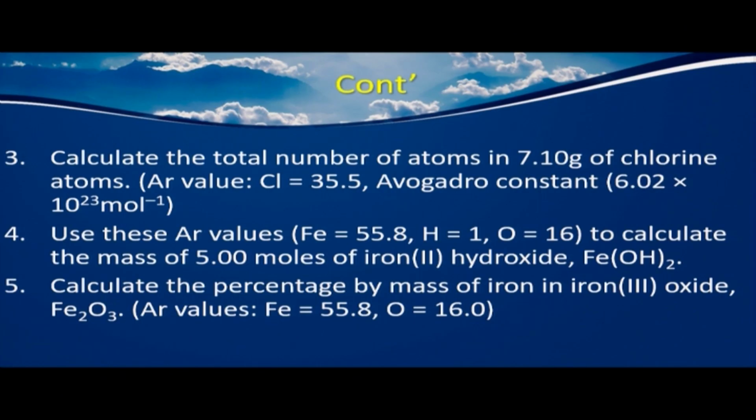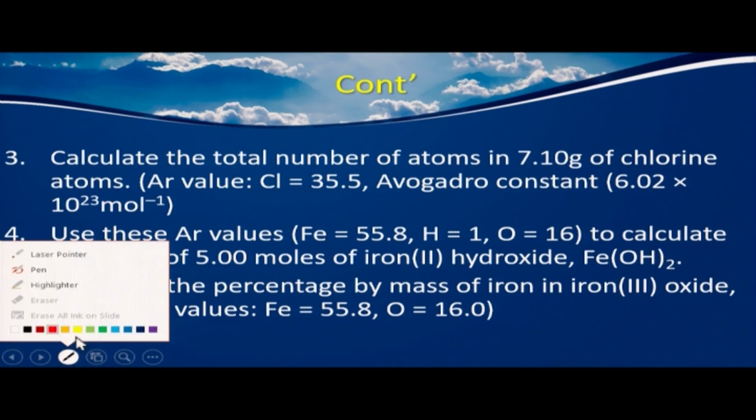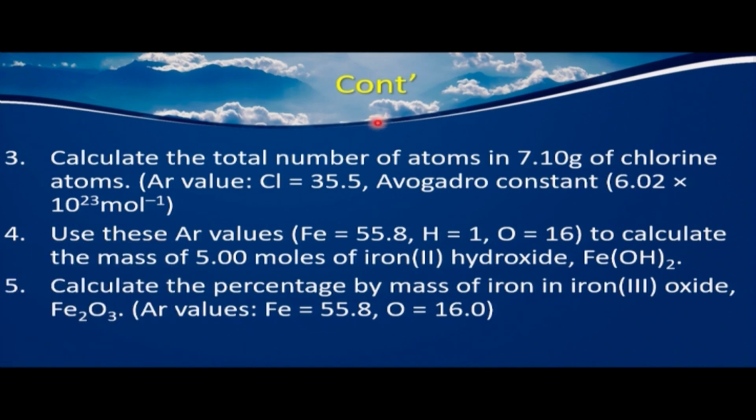Calculate the total number of atoms in 7.10 grams of chlorine atoms. So here we are asked to calculate the total number of atoms. How do we get the total number of atoms? Let me use the laser pointer. So calculate the total number of atoms in 7.10 grams of chlorine atoms.